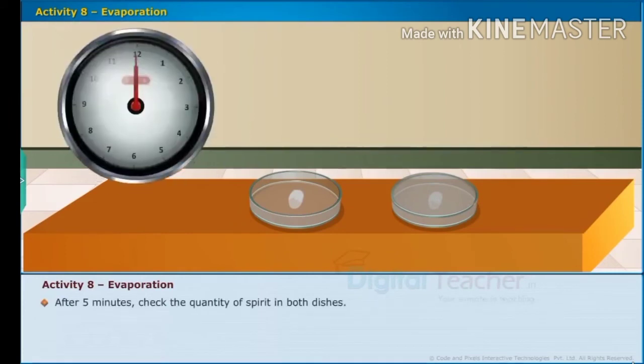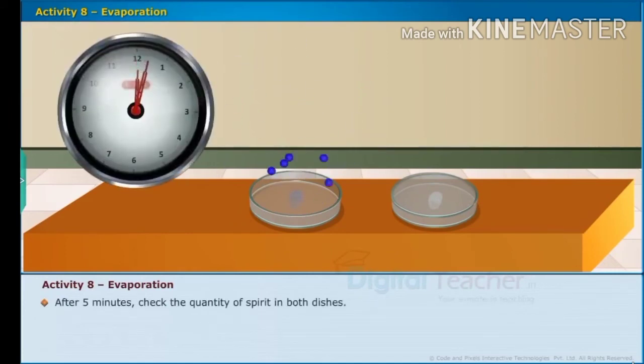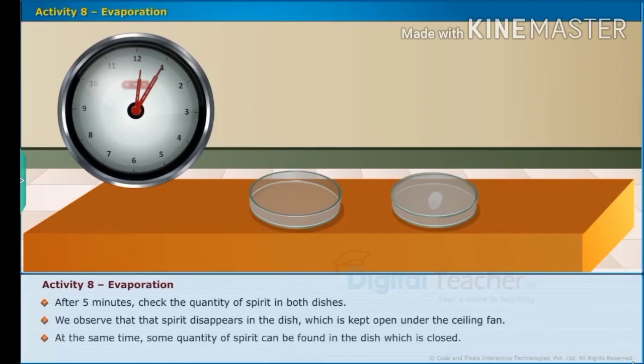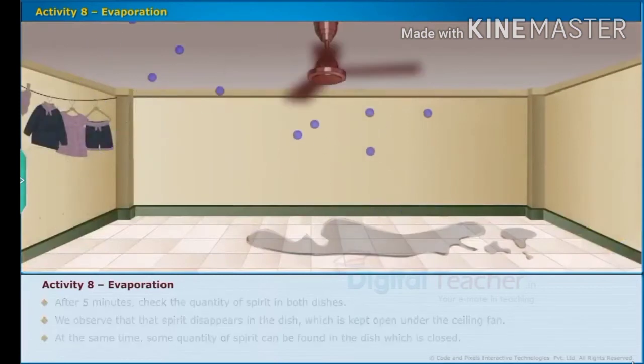After 5 minutes, check the quantity of spirit in both dishes. We observe that spirit disappears in the dish which is kept open under the ceiling fan. At the same time, some quantity of spirit can be found in the dish which is closed.